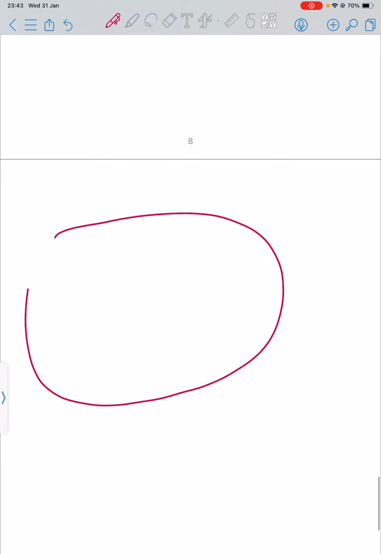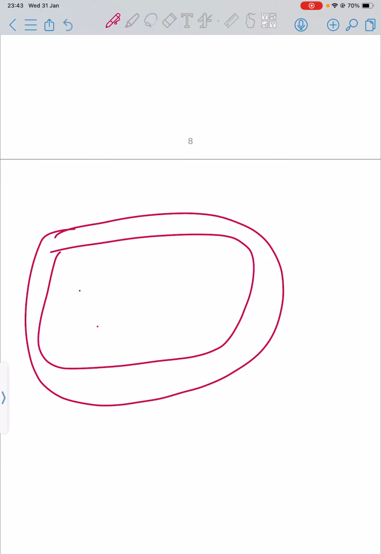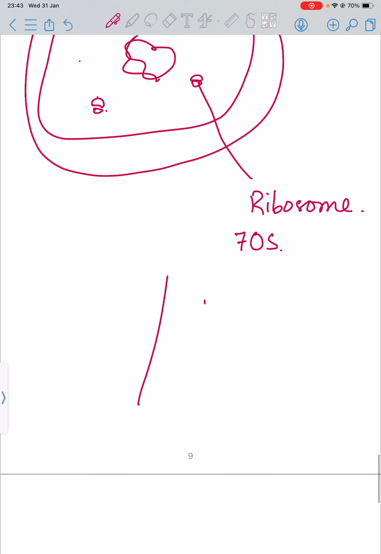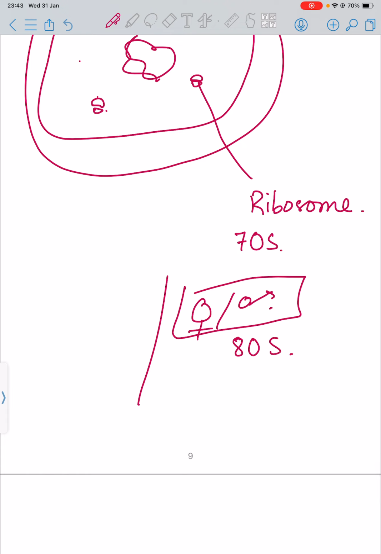Now I showed you a cell wall, a cell membrane, and a chromatin. What else? So they have ribosomes. For example, this ribosome is 70S. So mind you, humans have 80S. That is, eukaryotes have 80S, and prokaryotes have 70S ribosomes, which is clear now.